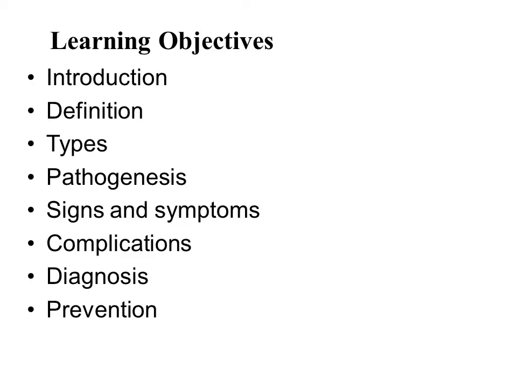At the end of today's class, we'll be able to define what is pneumoconiosis. You may tell what are the types of pneumoconiosis, how the pneumoconiosis occurs, that is the pathogenesis, what are the signs and symptoms, what are the complications. You will be able to diagnose a case of pneumoconiosis and you will be able to prevent the occurrence of pneumoconiosis. With this, let's begin our class.